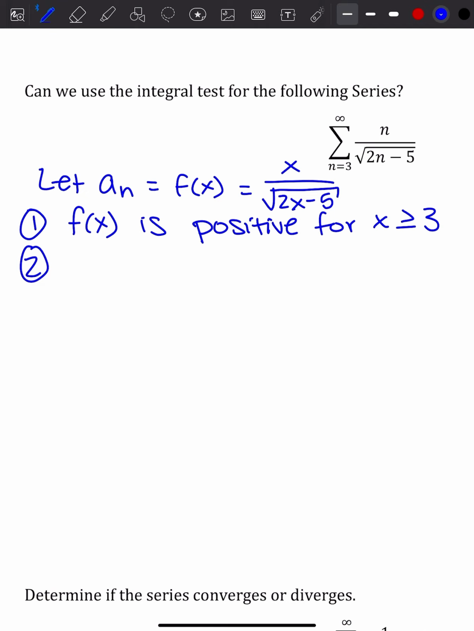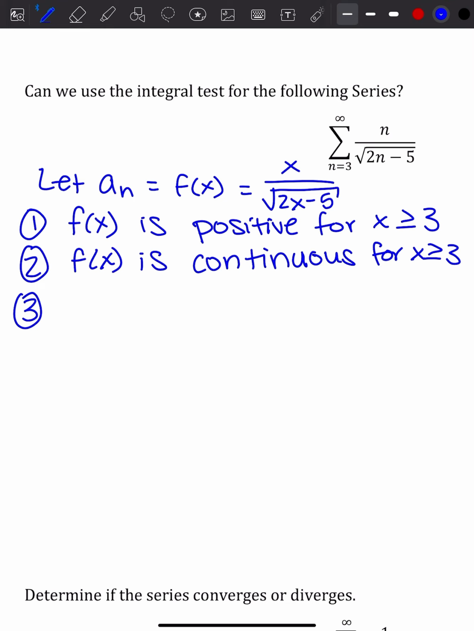Continuous. The big thing is we just need to double check that our square root doesn't cause us any problems. 3 is our smallest number, so if we plug in 3, 2 times 3 is 6, 6 minus 5 is 1, so we have the square root of 1. That's not going to give us a negative, and if we get bigger values of x or n, we're still going to be fine. So we know that f of x is continuous for x greater than or equal to 3.